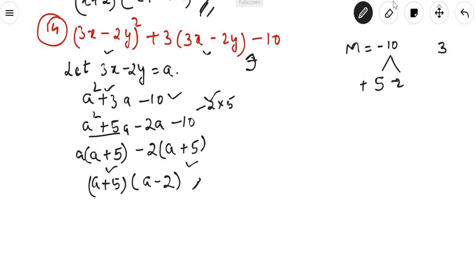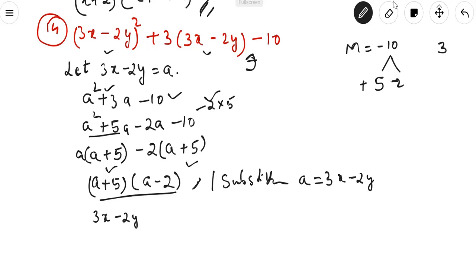But what we have done, we have taken a is equal to something. Now next, what we can do, substituting back, a is equal to 3x minus 2y, in this equation. So if I substitute, in place of a, I'm going to write 3x minus 2y. So what is left? Plus 5. So this is one term, and one more term is 3x minus 2y minus 2. Okay, so these are the two factors of problem number 14.